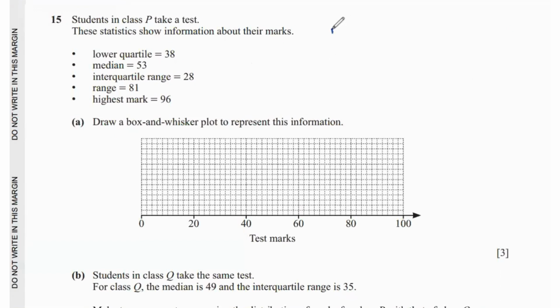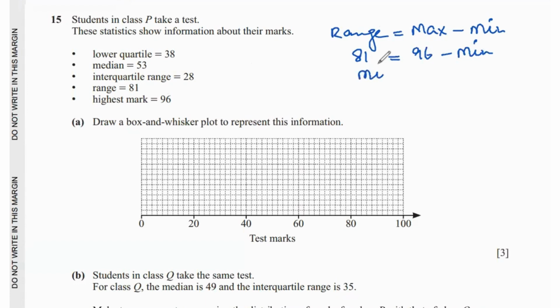If the range is 81, range is basically max minus min. So 81 equals 96 minus the minimum value. So that is going to be 96 minus 81, which gives us 15.